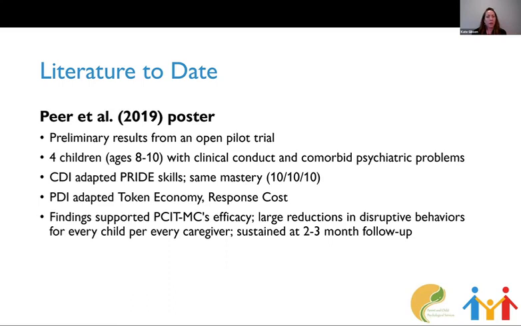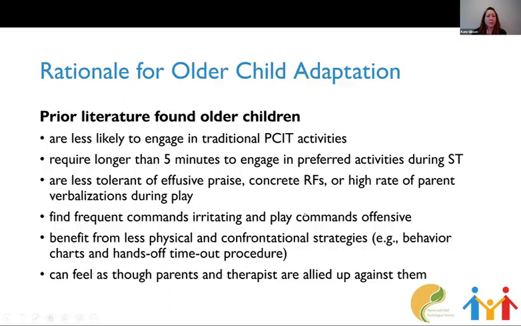So Peer et al. out of Idaho have an approach they're calling PCIT for middle childhood, that they did a pilot study with 4 children that showed promising results. And again, a big part of the changes were in PDI, where they incorporated a token economy and a response cost system. So that's kind of what we know right now from the literature.